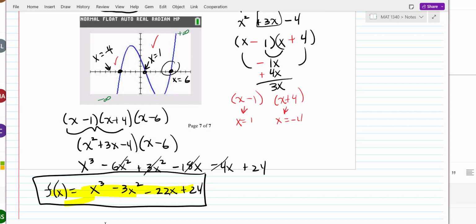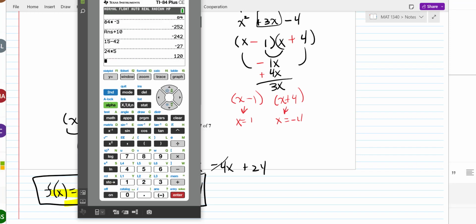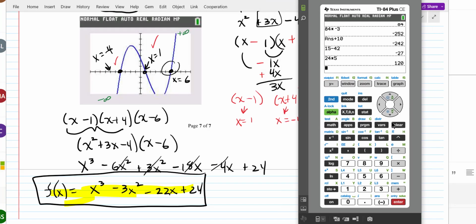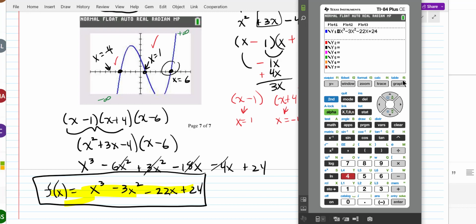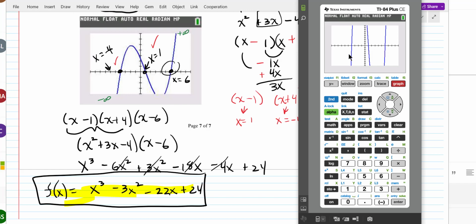The other thing I'd recommend, if you're doing homework and you're seeing a problem like that and you're having a hard time getting your answer, well, you can tell you're right on this then. Okay, so if I just plug in my answer and graph it, so I've got x to the third and then minus 3x squared and minus 22x plus 24, and if I graph that, it's going to be the same graph, essentially.